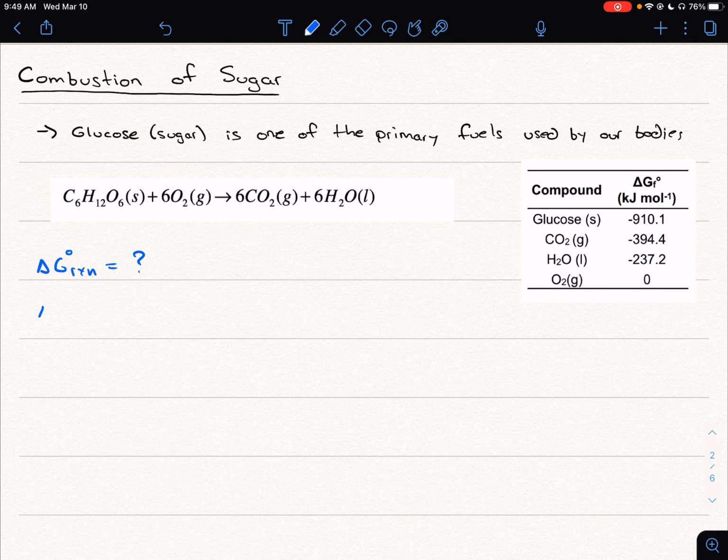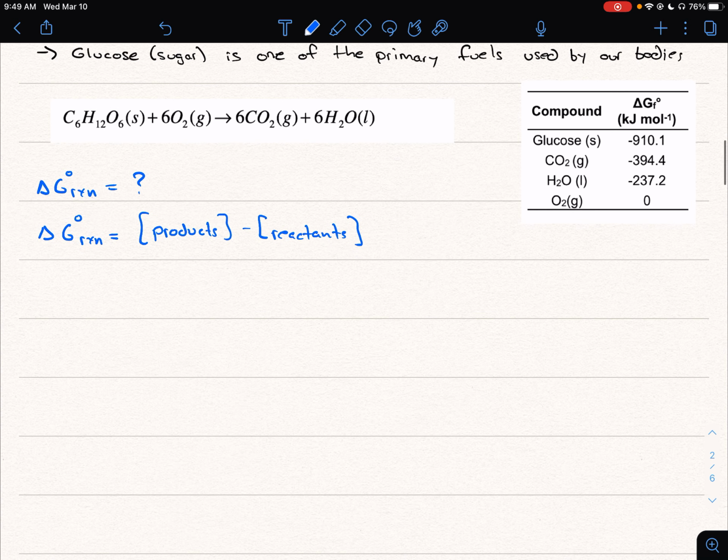And just like with our other thermodynamic values, the delta G of reaction can be found by finding the sum of all the delta G of the products and then subtracting the sum of all the delta G of our reactants. So for this, we're just going to find our values. Delta G of reaction is going to be equal to our products first, and don't forget your coefficients. So we have 6 times our value of carbon dioxide, which is negative 394.4, plus 6 times our water, negative 237.2.